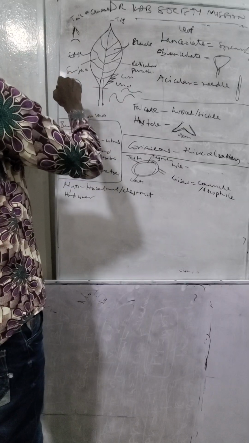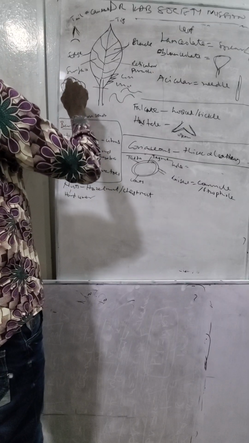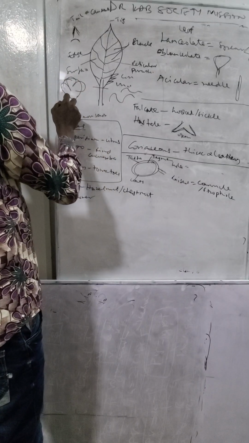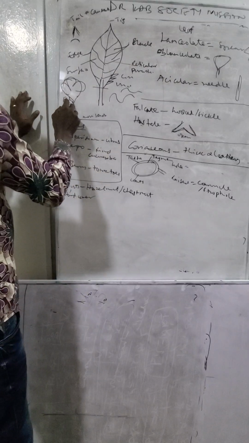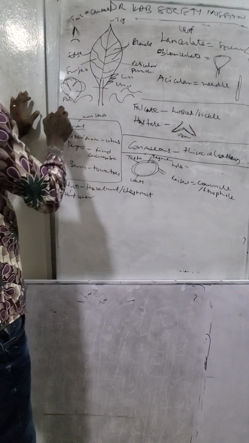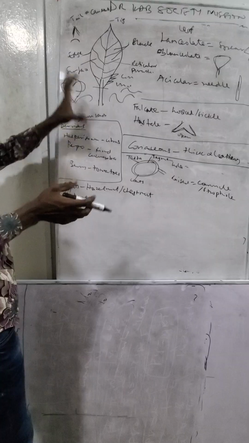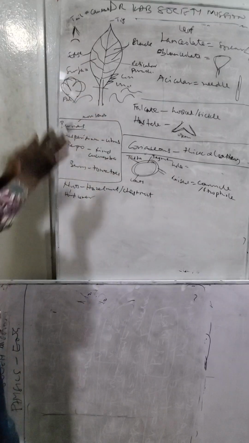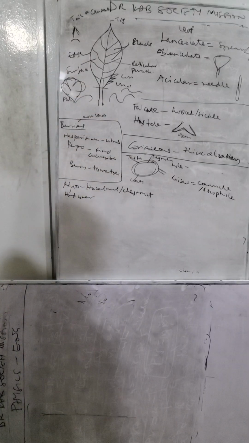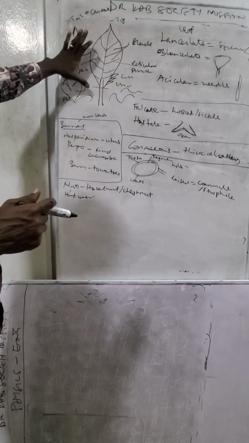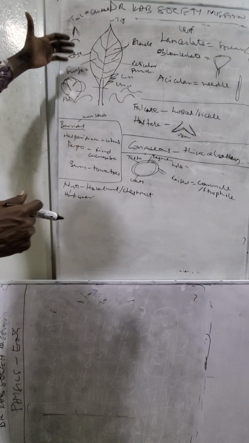And this one sometimes may be in lobes. So it can be palmately. When the palmate is split into two, then you are getting palmately compound. Once you are getting two leaves, it's compound. If it's just one, it's simple. So these variations will come in. You can look at the terms.